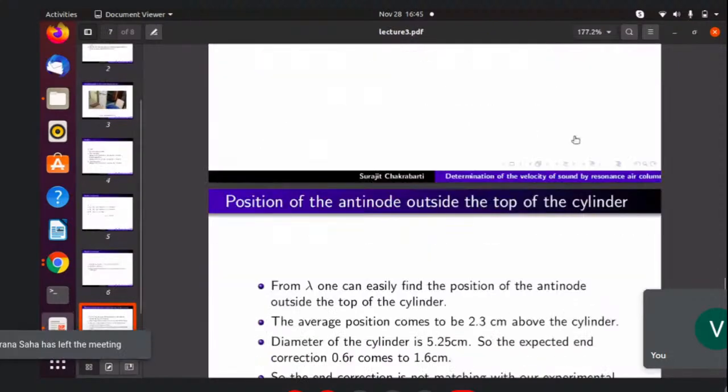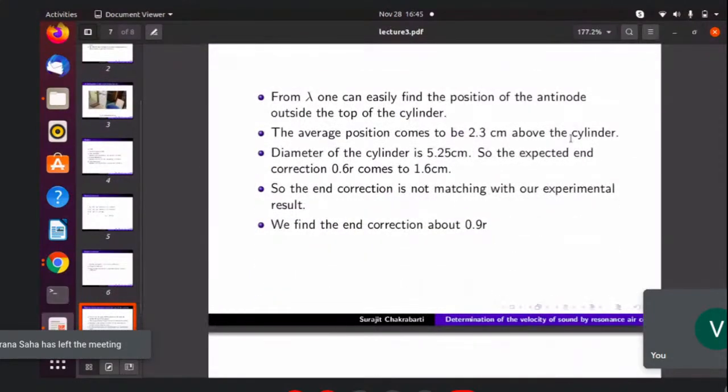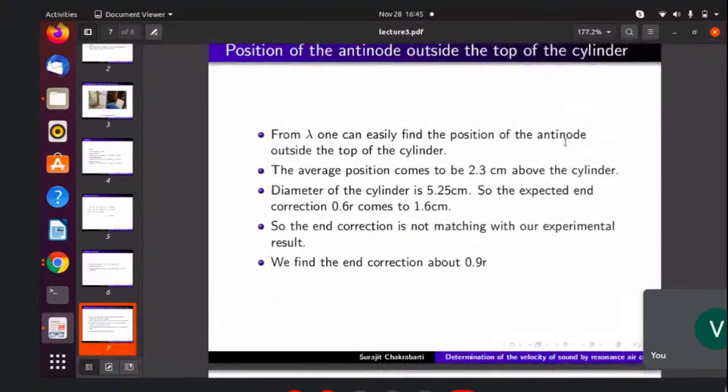Now, once you have done this, you can find the position of the antinode that is on top of the cylinder. If you have lambda, for example, you have found lambda as 17.5 centimeter, then you know lambda by 4, you know what that value is. And you know the resonance position, that is about 2.5 or something. So you take lambda by 4 from that point, and you will see that it is going beyond the top of the cylinder. So the actual node is being formed outside the cylinder. That is a very clear observation.